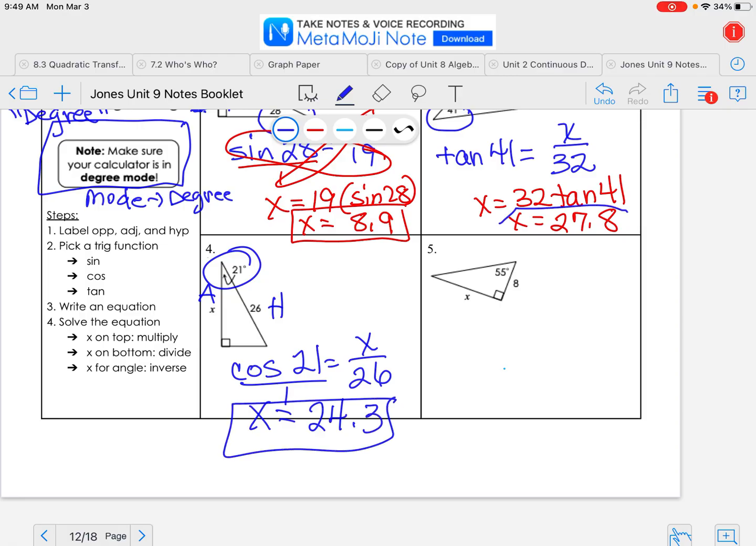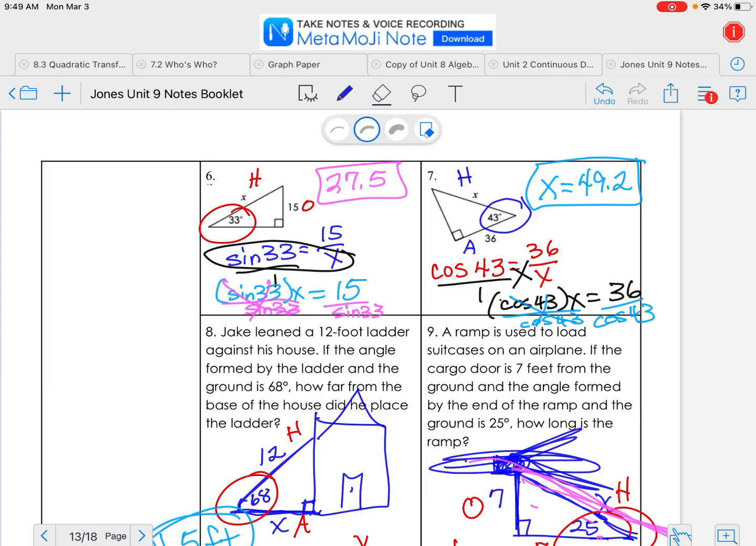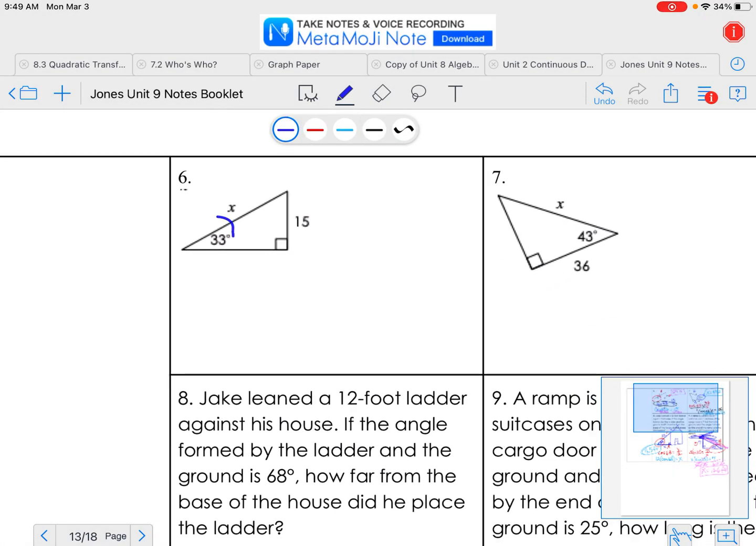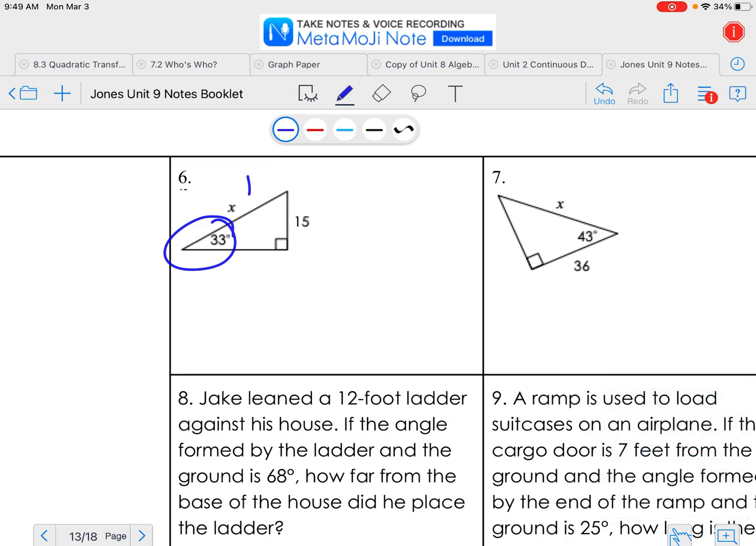Now, the next one, I've got tan again. So tan 55 equals... I don't want to do that one. It's too much like the others. Let's go do a different one. Sine of 33 is opposite over hypotenuse.